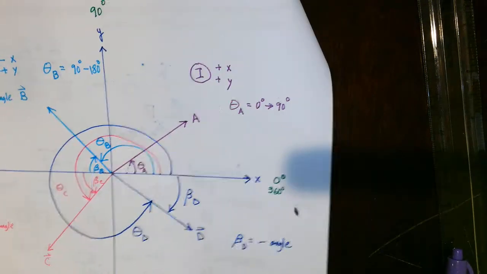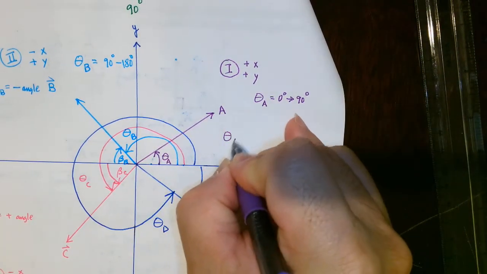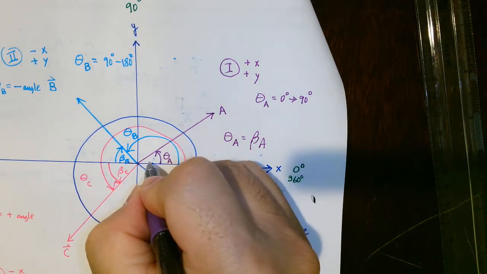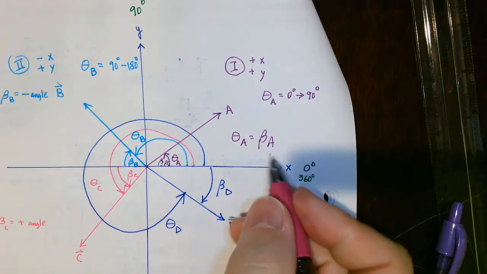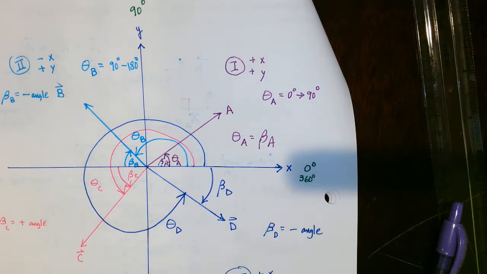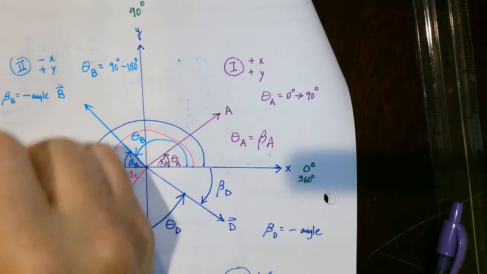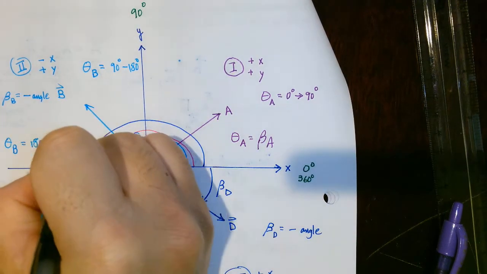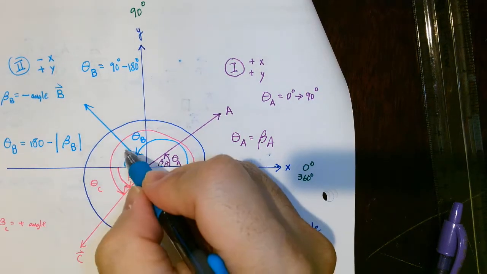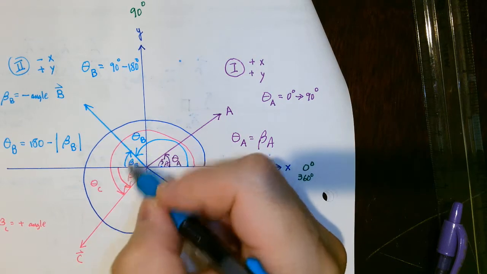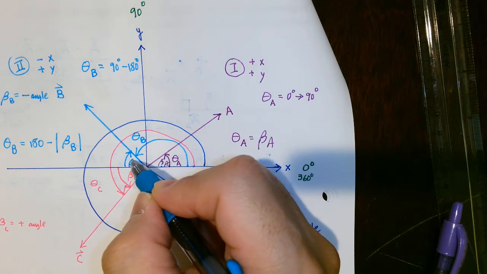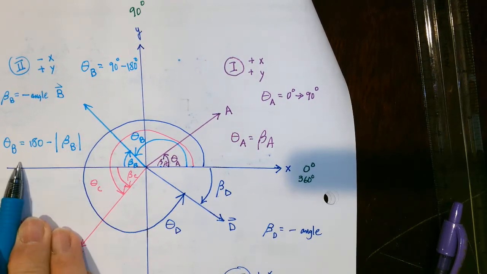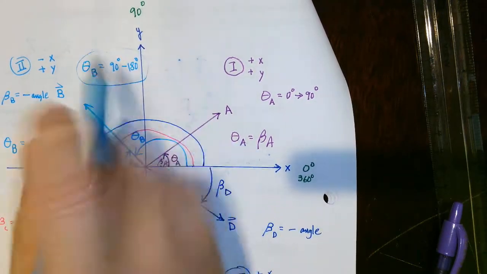So if you are in the first quadrant, your theta A and beta A are the same thing. If you are in the second quadrant, theta B would be 180 minus the absolute value of beta B. So calculate this angle right here, and if you do it correctly, you should get a negative angle. If you subtract 180 minus the absolute value of that negative angle, you should get your theta B, and that should be between 90 and 180.